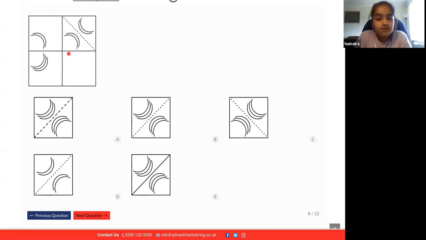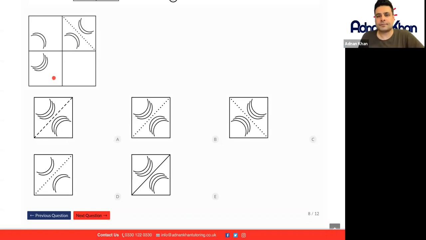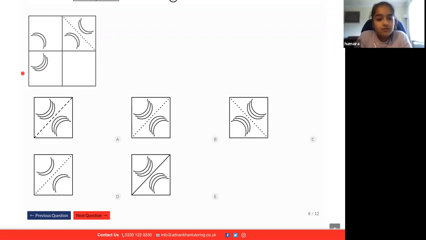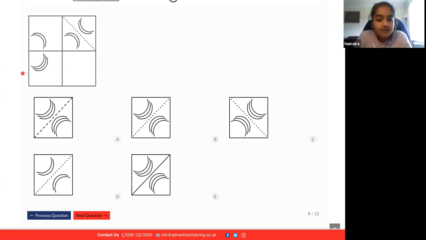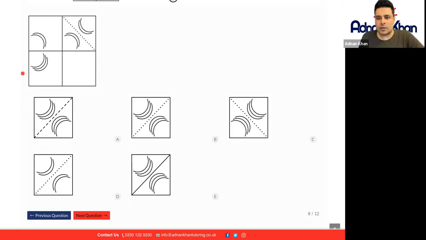Yeah? Okay, now here, we've got 3 arcs. So if we have a dotted line in the middle, they have to reflect exactly on the other side. So if you see here, this arc is on the bottom left, so it's reflected on the top right. So if these three arcs are on the top left, where will they be reflected? On the bottom right. So there you go. That's a clue for you. I think it's going to be B. Yeah, it's going to be B.